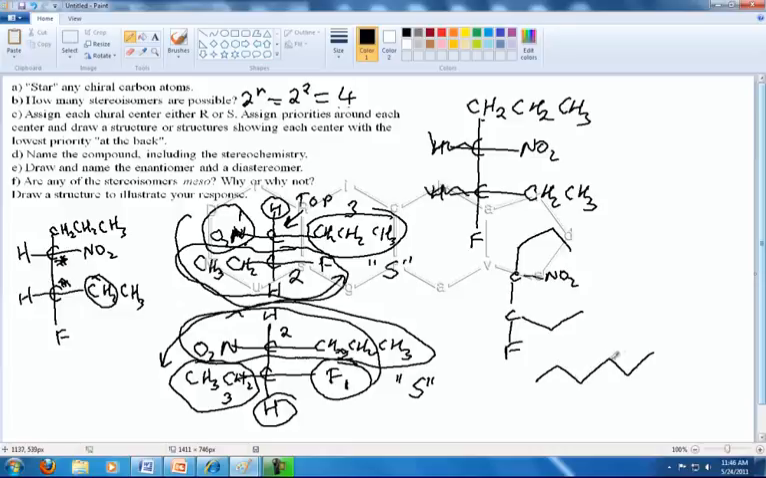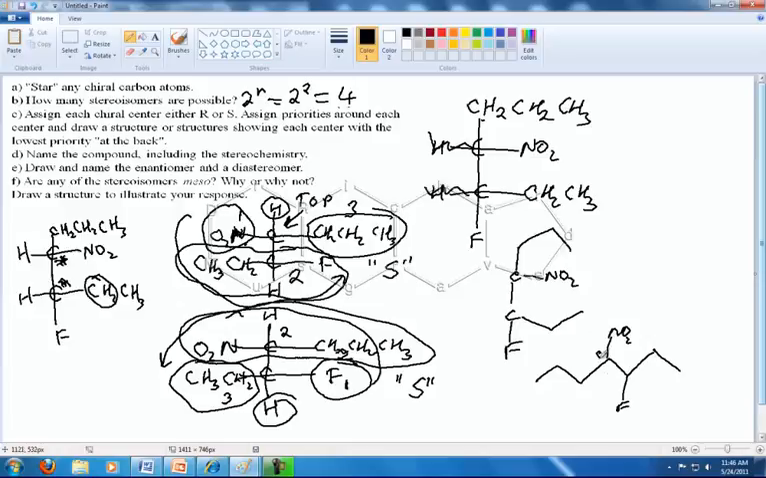1, 2, 3, 4, 5, 6, 7. And these 3 C's will be these 3 here. Then we've got the C with the NO2, and then we've got the C with the F, and then we've got the CH2 and the CH3. So that's those carbons right there. Then you've got the C with the F, the C with the NO2, and then the 3 carbons in a row at the end. So that is what the line structure would look like for this compound.